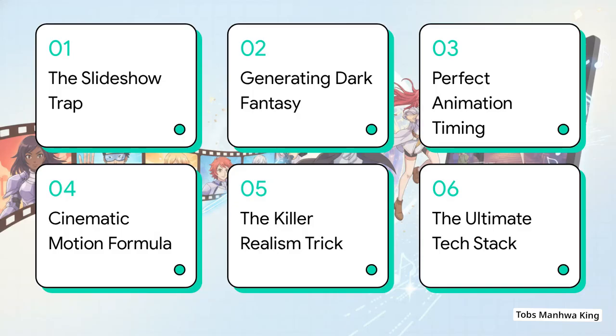To master this cinematic anime feel, we're going to systematically break things down across 6 distinct stages. First, the slideshow trap, then generating dark fantasy, perfect animation timing, the cinematic motion formula, the killer realism trick, and finally, the ultimate tech stack.